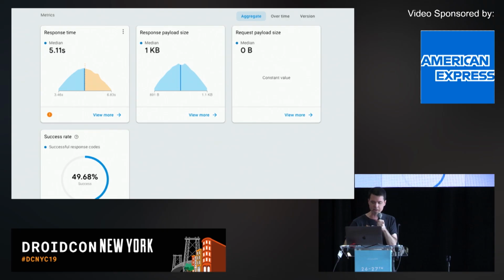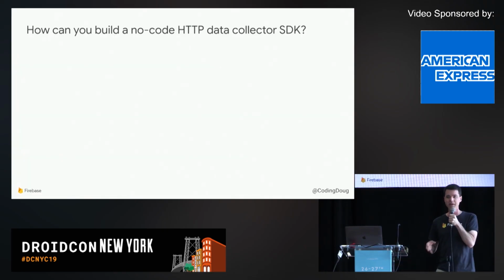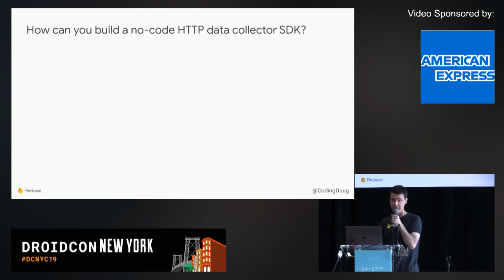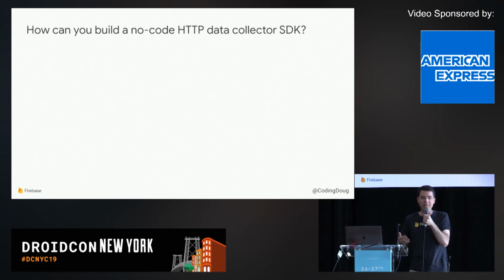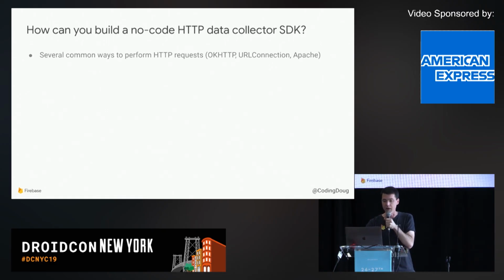But again, this is running in production on your user's app, and you don't have to write any code for it. That's kind of the catch, is that you don't have to go hunt down all the HTTP transactions and instrument them yourself. It all happens automatically. So how do you do that? How does an SDK do that? It's kind of an interesting problem to solve.